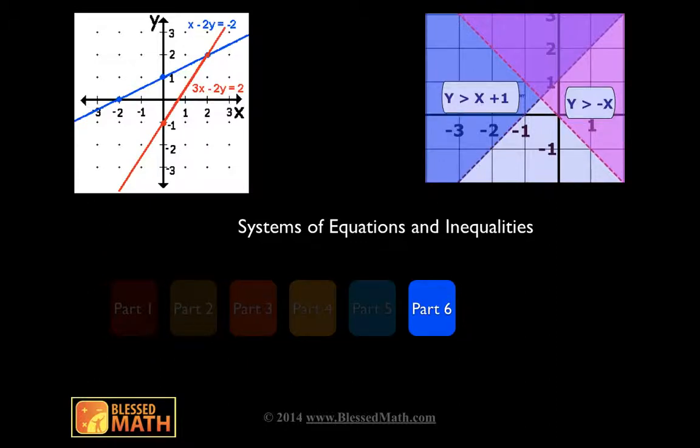We are on our sixth and final lesson in systems of equations and inequalities. And today we are going to learn how to apply minimum and maximums of inequalities to solve common everyday word problems.